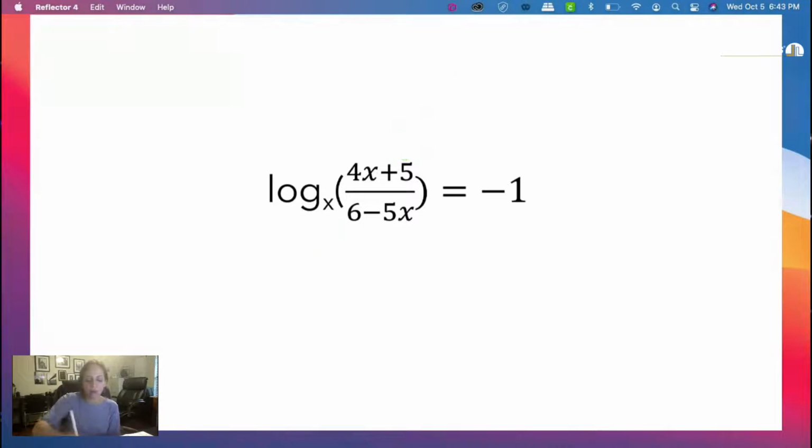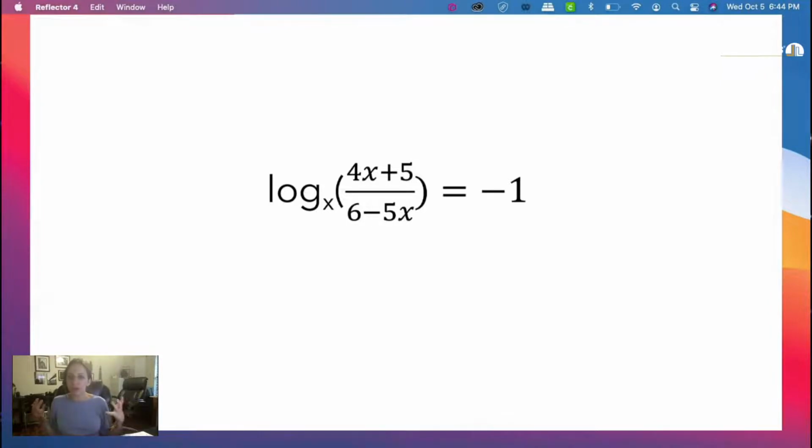How are we going to solve this? I don't want you to get overwhelmed by the fact that we don't have a base number here. That's okay, and it's actually going to work out in our favor. I'm trying to get x by itself. That's what you need to remember in this, x by itself. How are you going to get x by itself? Well, somehow I have to get rid of that log.